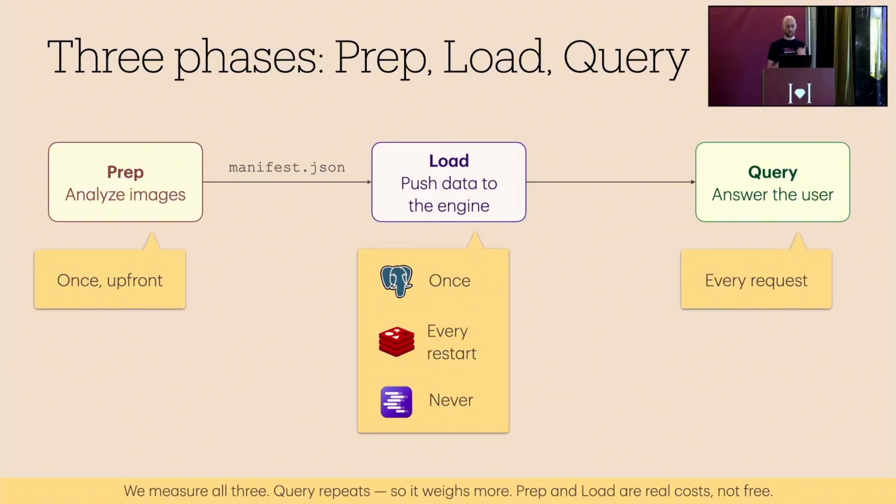There are three phases. Preparation: every image gets analyzed once. SigLIP 2 turns it into a vector, and Qwen writes a caption plus tags. Done. Second phase, load. That pre-computed data gets pushed into each engine. pgvector loads it once into the database. Stop. Redis loads it on every restart because it's an in-memory solution. And the LLM engine never loads anything. It reads the file directory on every query you push to it.